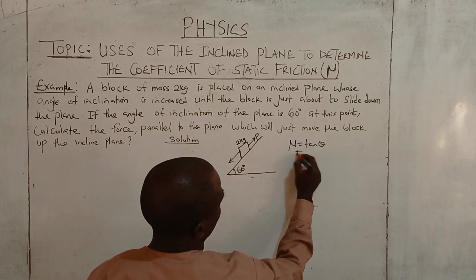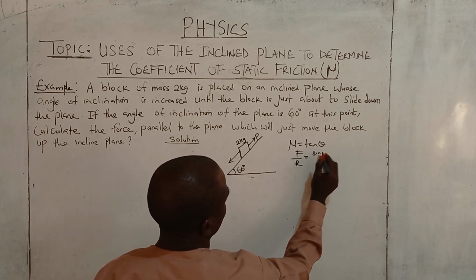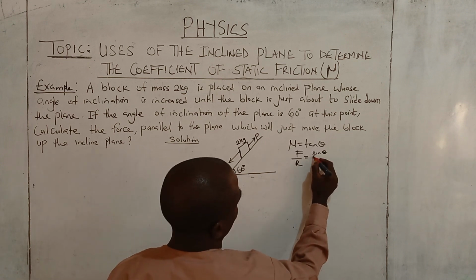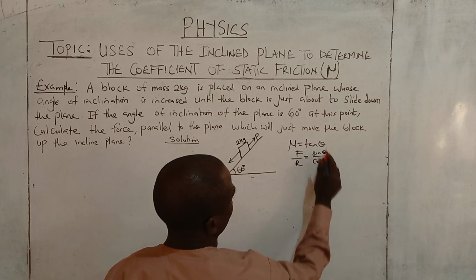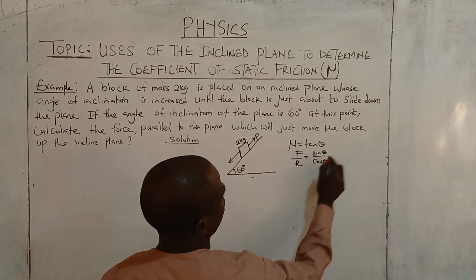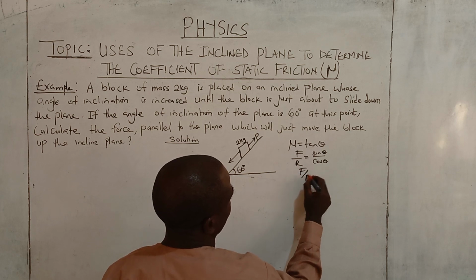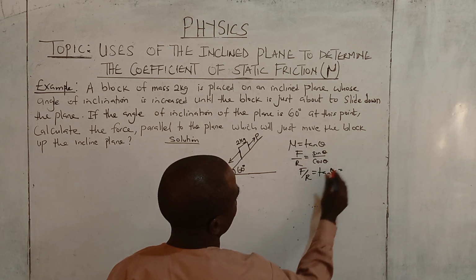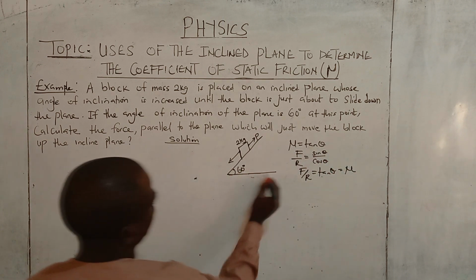When you have F over R equals sine theta over cos theta. Don't forget sine theta over cos theta is tan theta. F over R equals tan theta, which is equal to mu. I'll show you how we arrive at that.